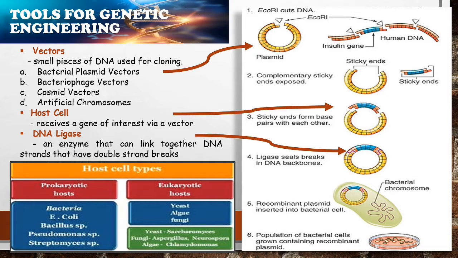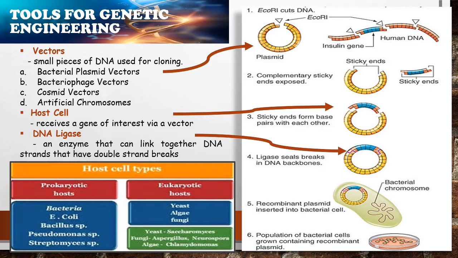Artificial chromosomes are large fragments of DNA that can be cloned. Examples are yeast artificial chromosomes and bacterial artificial chromosomes present in cells. They played an important role in the Human Genome Project.